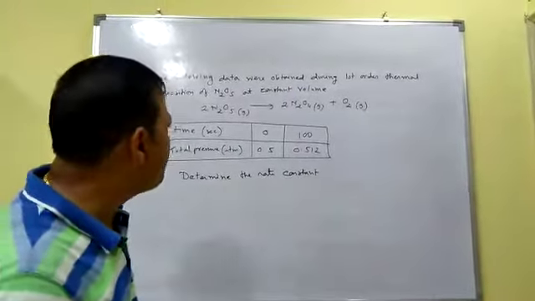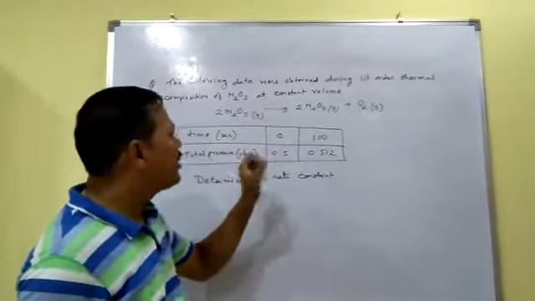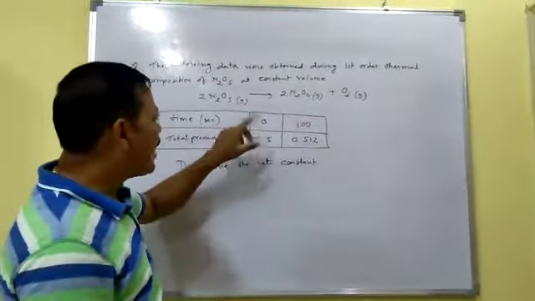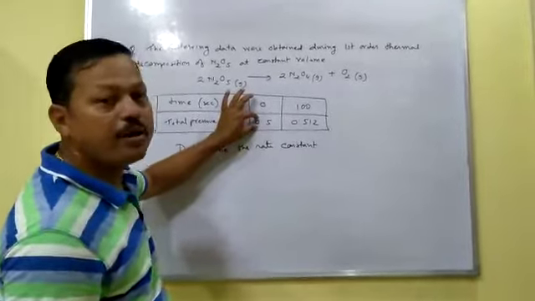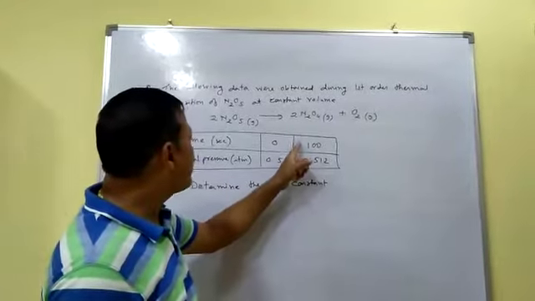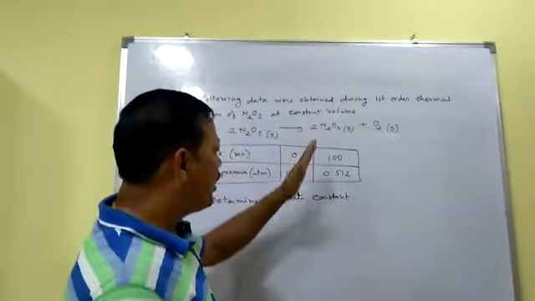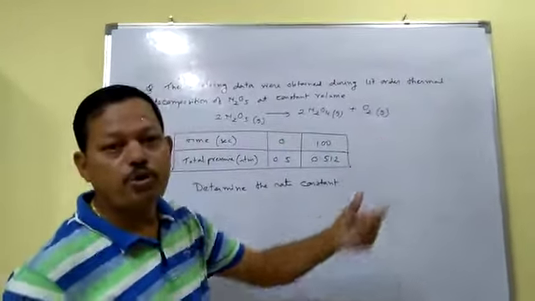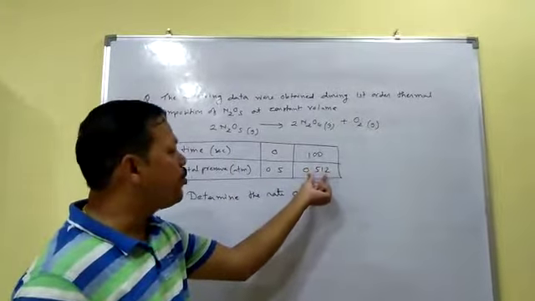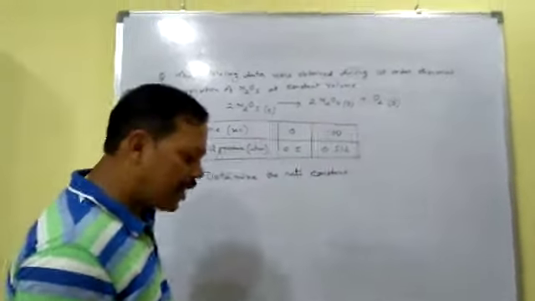Initially the pressure which is given, 0.5, comes only from the reactant, because initially no product will form. So at time 0, this is the initial pressure of the reactant. And at 100 seconds, the pressure goes on increasing to 0.512, because some amount of product also forms, and the product also gives some amount of pressure. That's why as time proceeds, your pressure goes on increasing. Now you have to determine the rate constant.